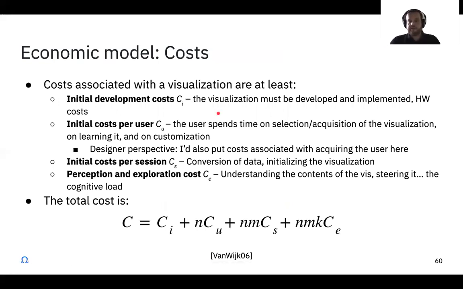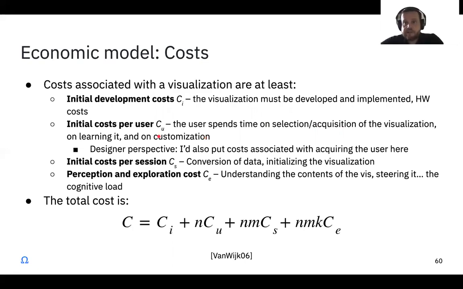So the initial development costs. Because the visualization has to be developed and implemented, you have to buy hardware for it, and so forth. Then you have the initial costs per user. So in the paper, it's costs on the side of the user. So the user will have to spend time on selection, acquisition of the visualization. They will have to learn it, and they will have to customize it, maybe also install it.